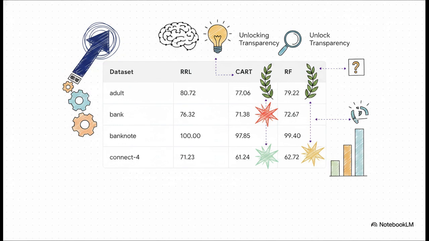Looking at the F1 scores across these datasets, RRL completely dominates traditional interpretable models like CART across the board. But what's truly mind-blowing here is that RRL actually rivals and sometimes beats complex black box ensemble models like Random Forest. I mean, on the Banknote and Connect 4 datasets, RRL's performance is phenomenal. It definitively proves you don't necessarily have to sacrifice high accuracy to get transparency.